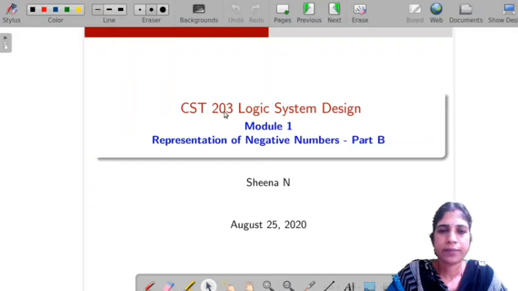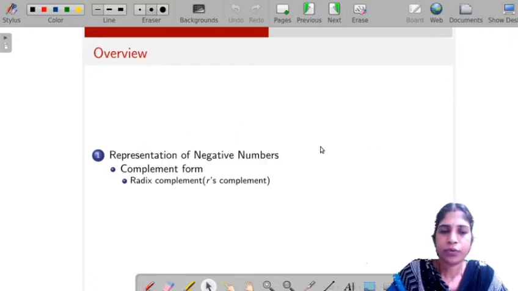Hello students, in this video we will study the second part of the representation of negative numbers. In the last video we studied how to represent negative numbers in sign magnitude representation and how to represent signed numbers in diminished radix complement representation, that is a complement form. Here we will discuss the second method of complement form, that is radix complement or R's complement method.